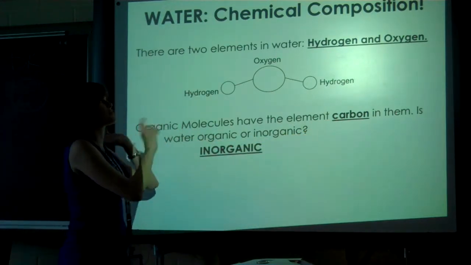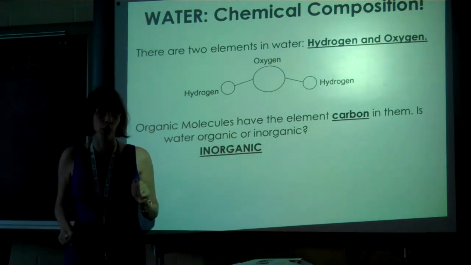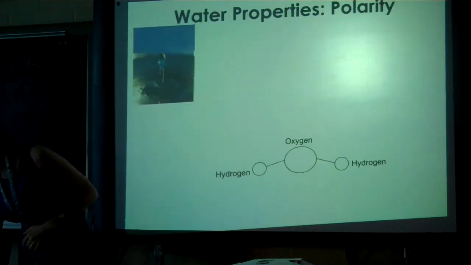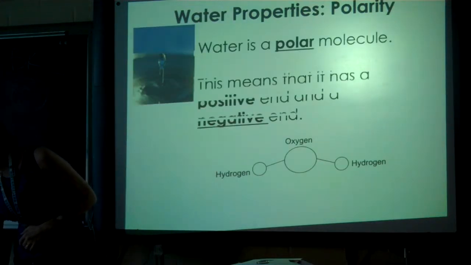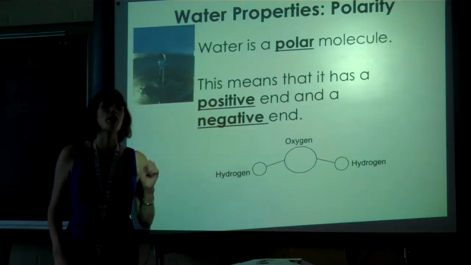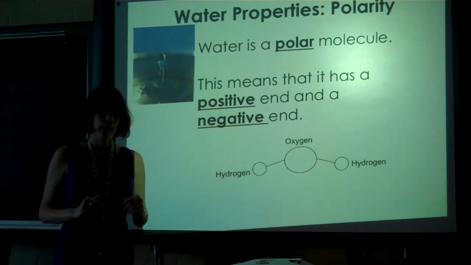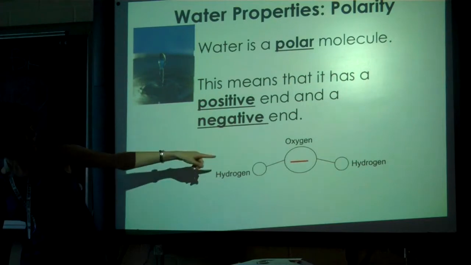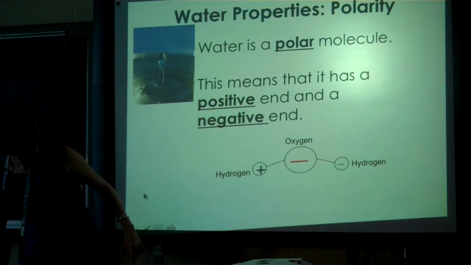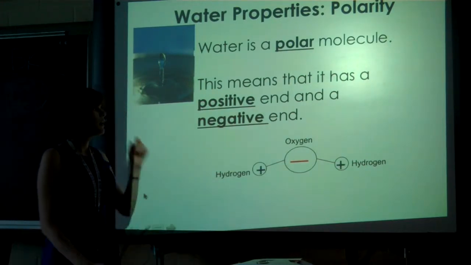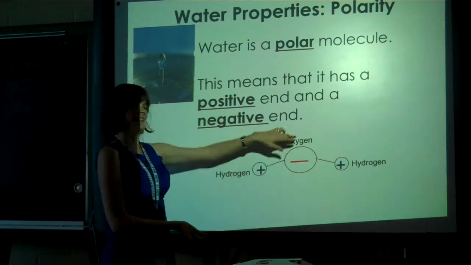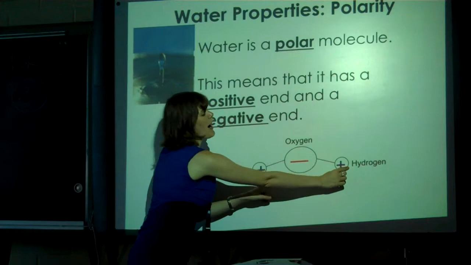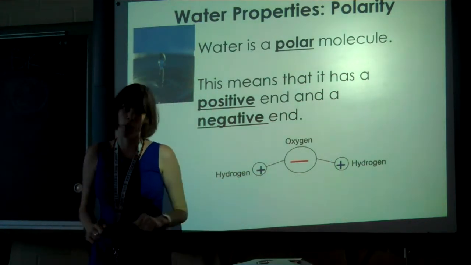Now water has a very interesting shape that's going to become important when we talk about a characteristic called polarity. So, water is polar. All that means is that we have a negative end and a positive end. So, our oxygen has a negative pole, like a north pole, and a positive end, which is the south pole.